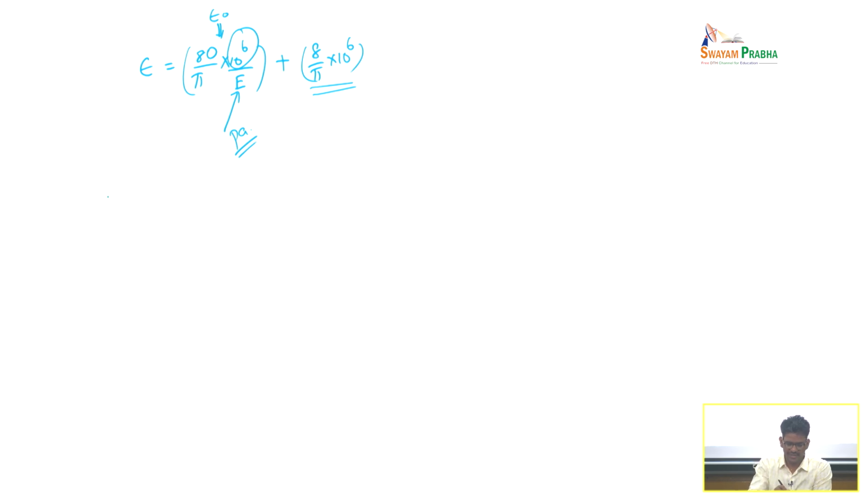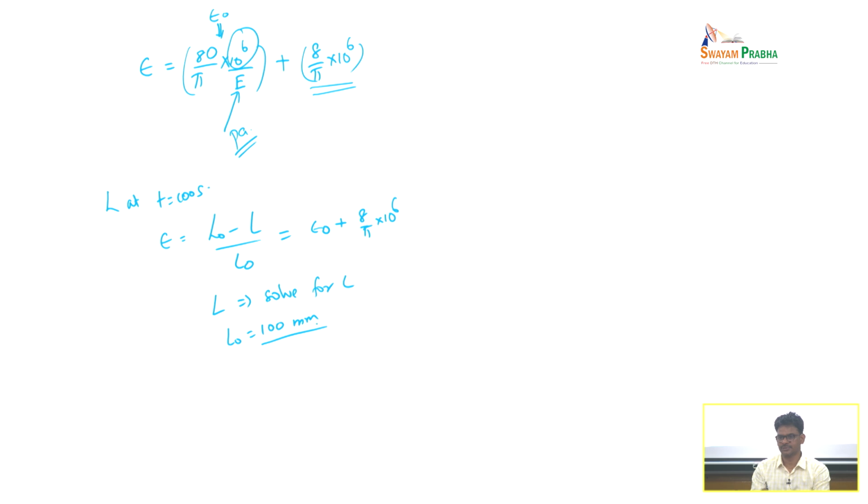And then the question is to calculate L at a time t is equal to 100 seconds, right. So, epsilon is nothing but L naught minus L by L naught, and this is equal to epsilon naught, which is unknown, plus 8 by pi into 10 power 6. Okay. So, from here you solve for L, because L naught is given as 100 mm. Okay. So, that would be your length at time t equal to 100 seconds.